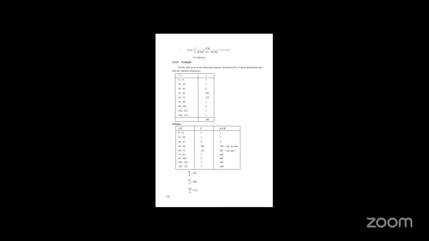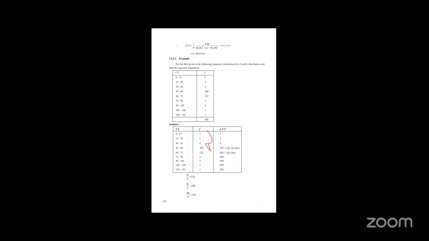So now what we need to do? N by 4 we are taking. So if we take n by 4, what is the value we are getting? N by 4 is the quartile, right? So n by 4 is the first quartile. N is 500, so 500 by 4 is 125.